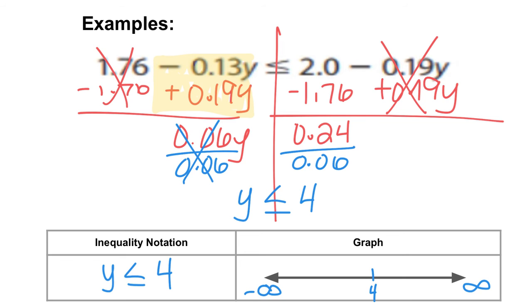Do I need an open dot or a closed dot? Hopefully you just said closed. Maybe you didn't say it out loud because people think you're weird. Maybe in your brain you said closed. And we know we need closed because we've got this line here that tells me I need a closed dot. And then my arrow is going to go to the left because my sign points to the left. Everything lower than 4. So less than 4 goes left.